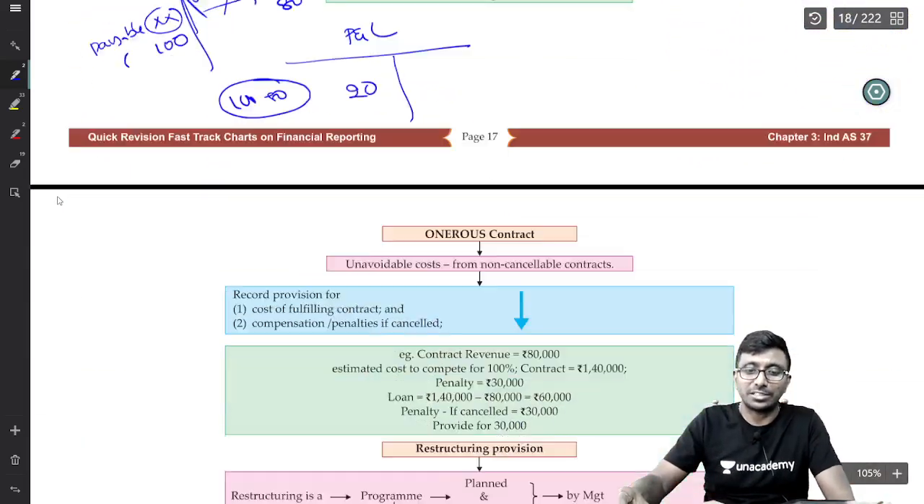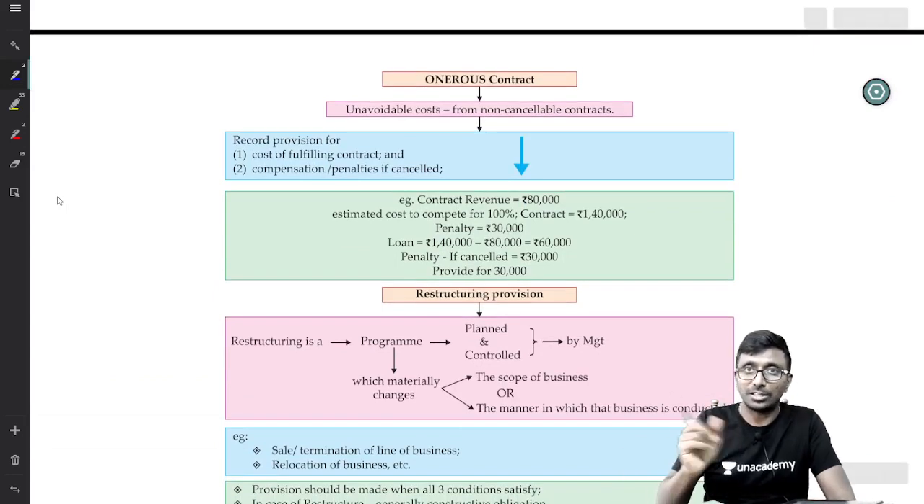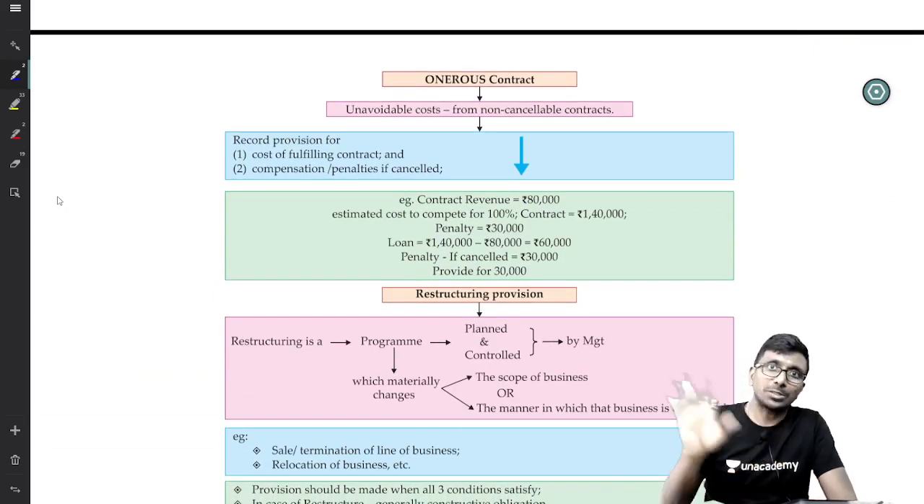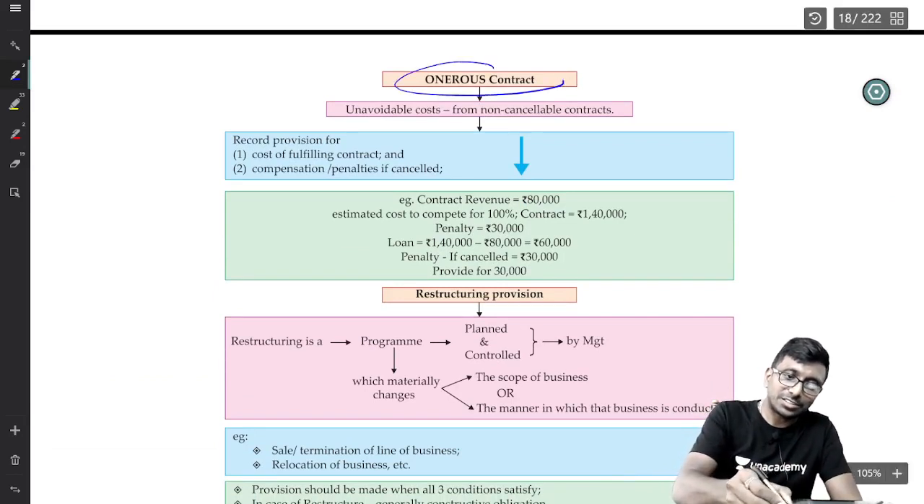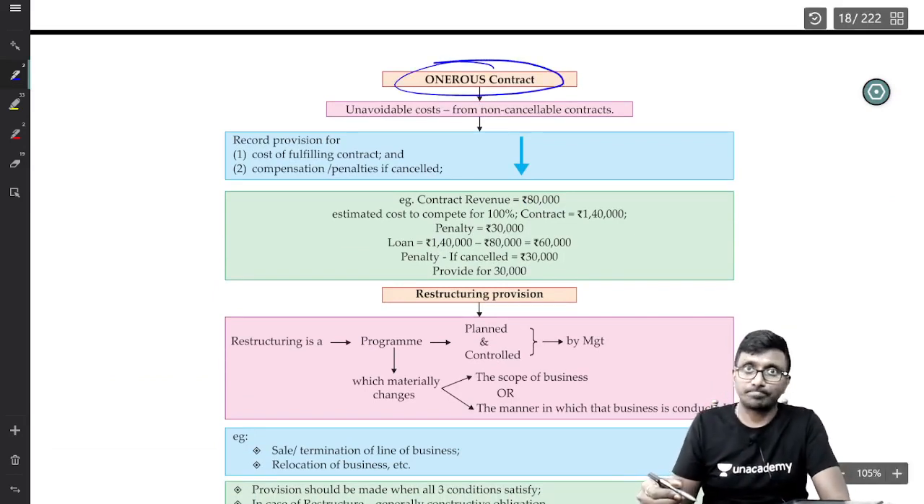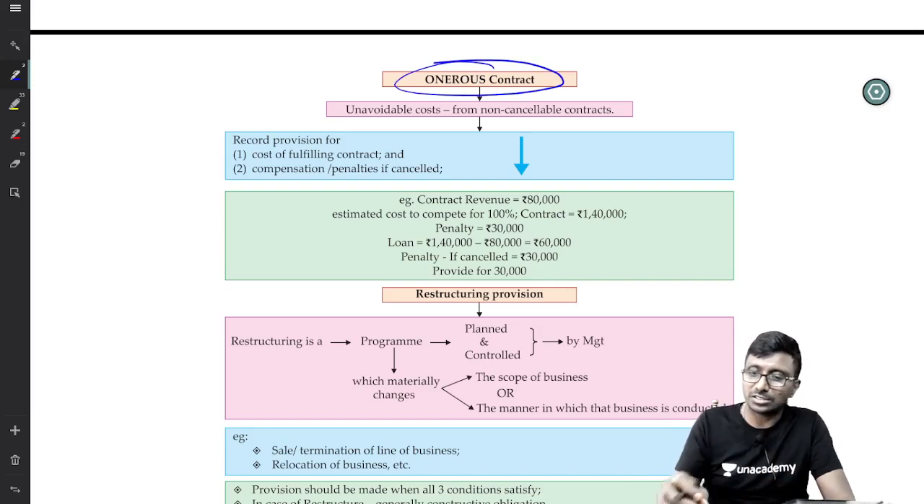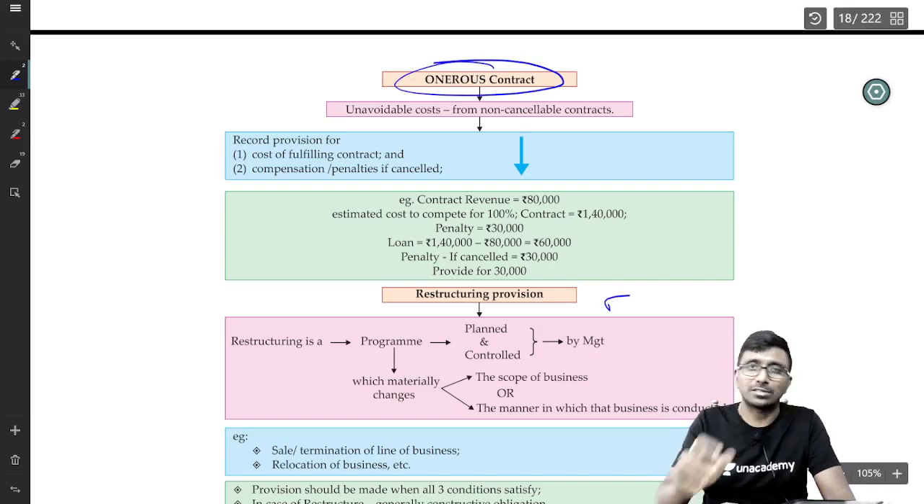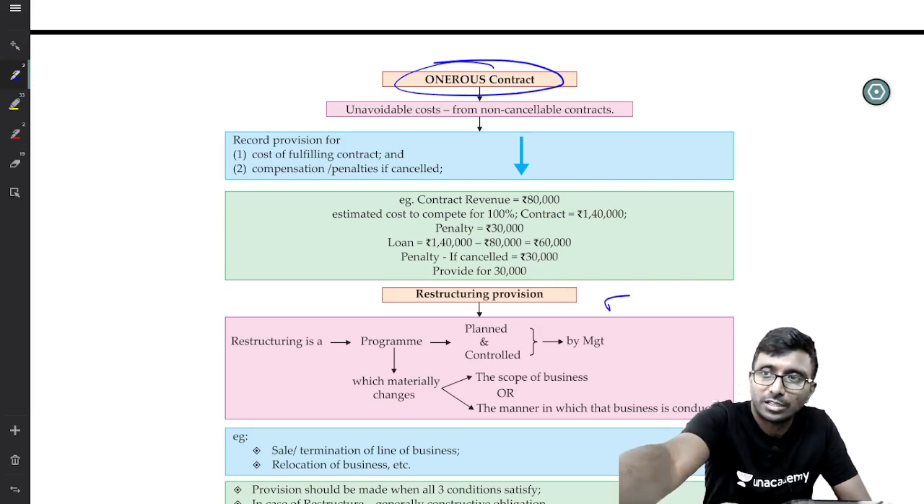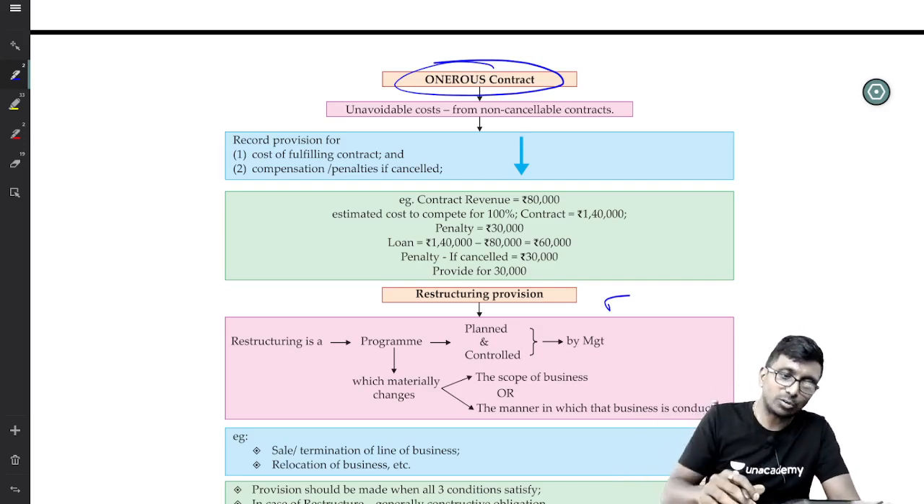That is permitted, but balance sheet presentation should be separate only. Next concept is onerous contract. I'll explain this to you perfectly in 5 minutes. The restructuring program is the same as your accounting standard 29, so you can read it on your own.